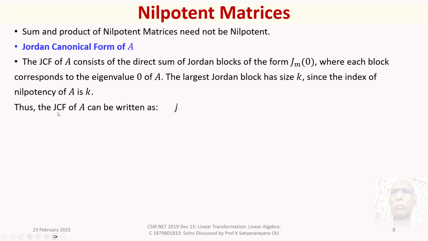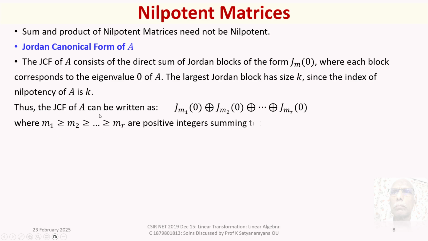Thus, the Jordan canonical form of A can be written as J_m1(0) direct sum J_m2(0) direct sum ... direct sum J_mr(0), where m1 is greater than or equal to m2 greater than or equal to and so on, greater than or equal to mr. What are they? They are positive integers. And when you sum them up, you will get n.